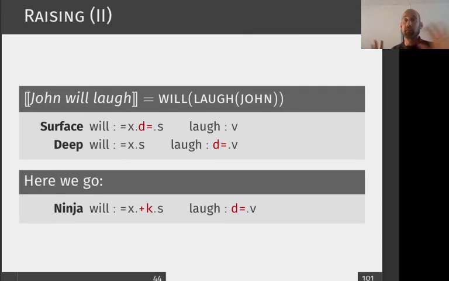And so this is the ninja technique that we were after, right? So we have laugh that has a D equals feature, and will doesn't have a D feature, it has a plus K feature. So will says, hey, someone that wants to move, come to me. And laugh says, hey, I really want a DP. Right? So the fact that laugh has a D feature allows us to have John, so to speak, affiliated with laugh semantically. And the fact that will has a plus K feature allows us to have John not next to laugh phonologically. Yay. And that, boys and girls, is the story of why there is movement.